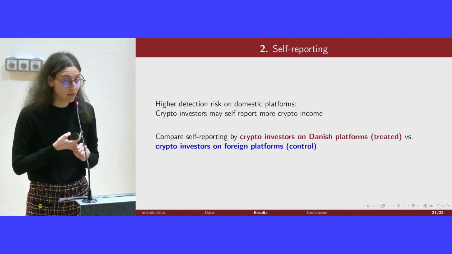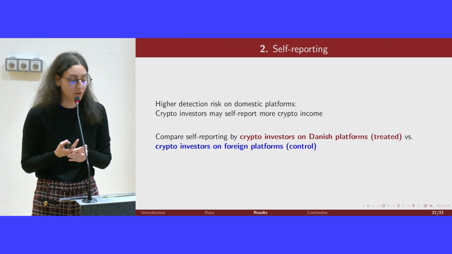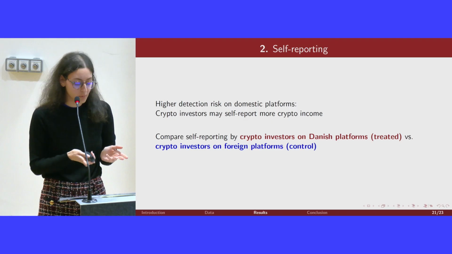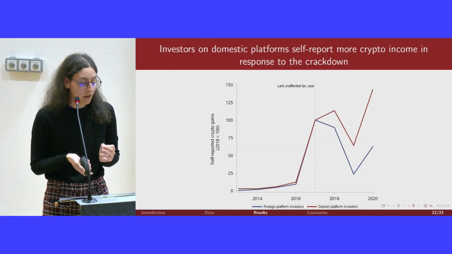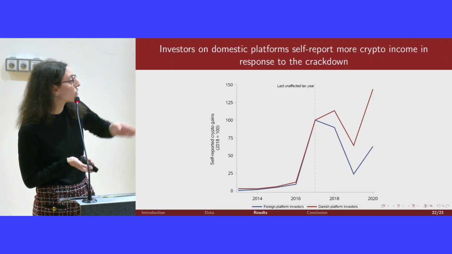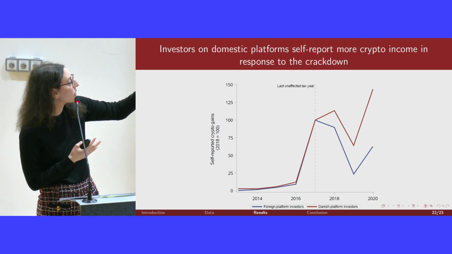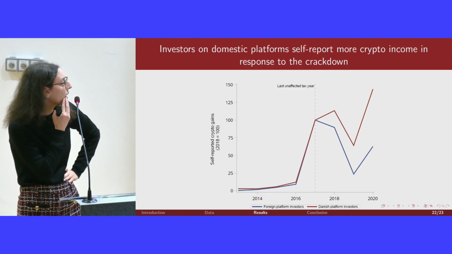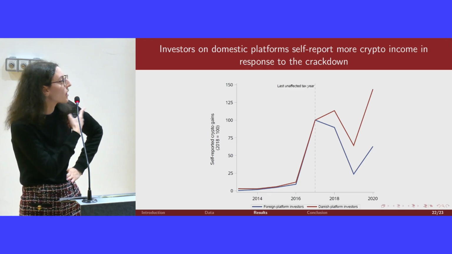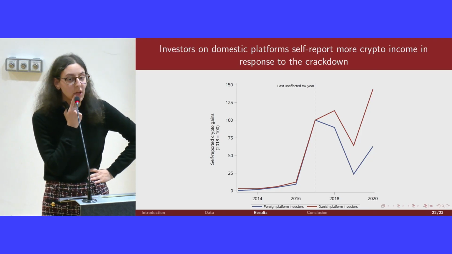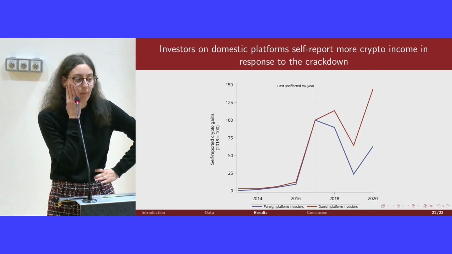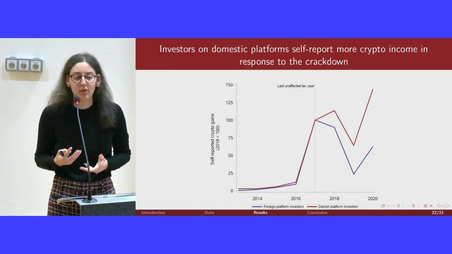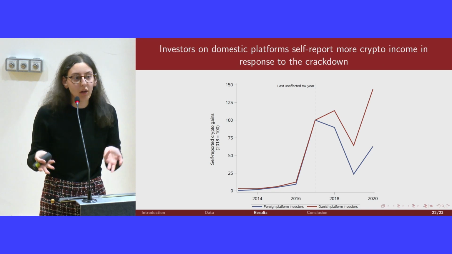This is still work in progress. We are also looking at self-reporting. Those that are on the domestic platforms, are they self-reporting more than those that are on the foreign platforms? And we can see that yes, after the crackdown, after 2019, those on the red line, the Danish ones, are self-reporting much more than those on the foreign platforms. So this is also indirectly an indication that those on the foreign platforms know that they are still protected, there is still more secrecy, and that the tax administration cannot yet know what they have.